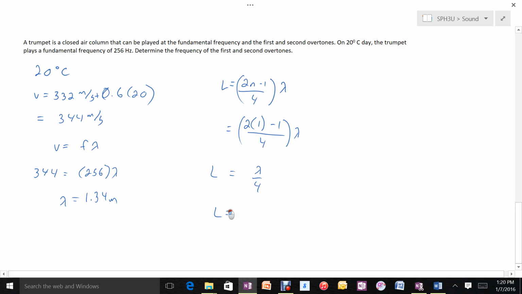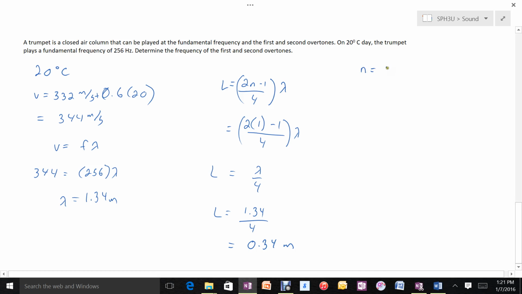And so if my length is equal to a quarter of my wavelength, then my trumpet must be about 34 centimeters long. Okay, this isn't realistic. I'm just using these numbers for the sake of this example.